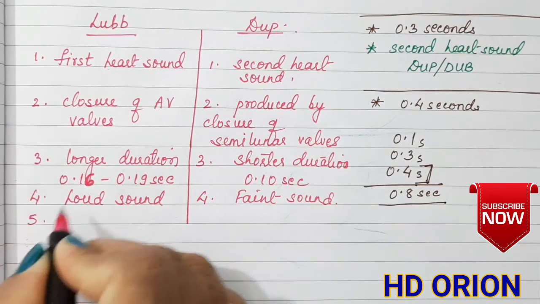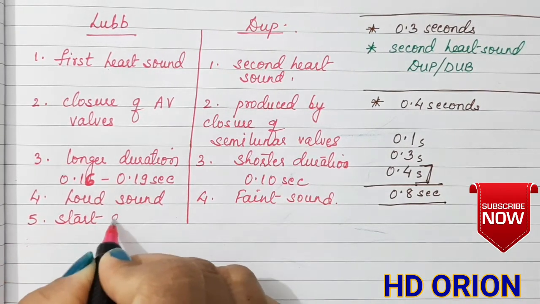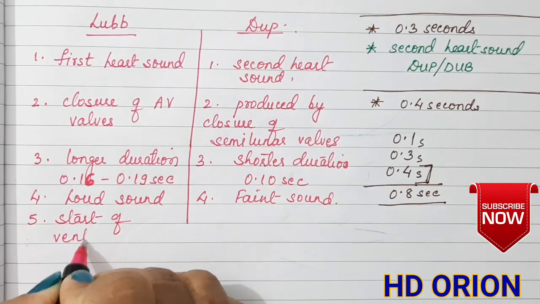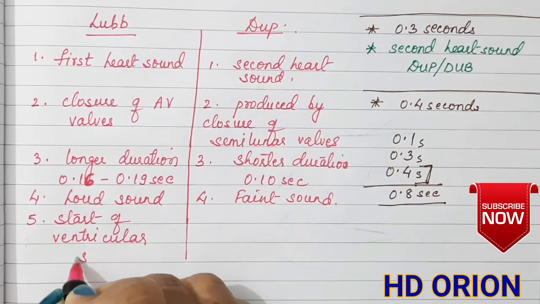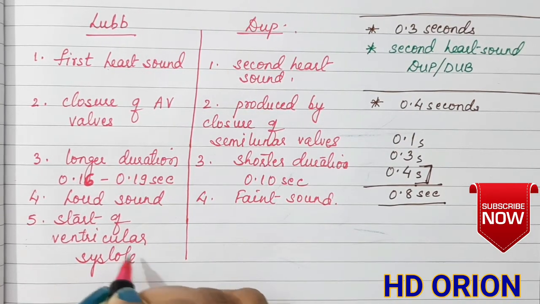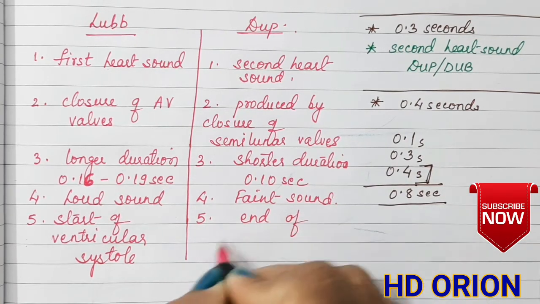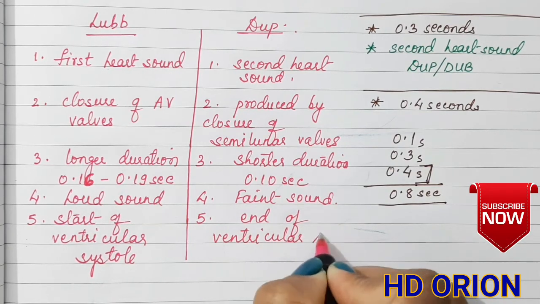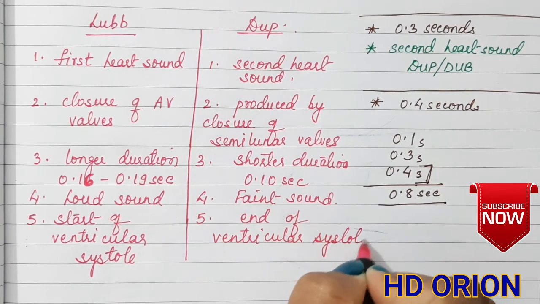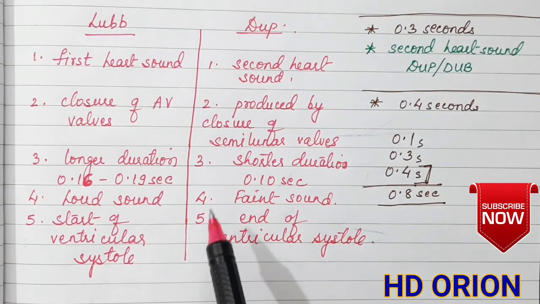Lub is produced during the start of ventricular systole, and DUP is produced at the end of ventricular systole. So these are the details of the heart sounds, the first and the second heart sound that is made.